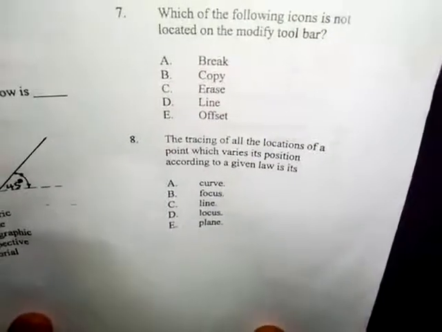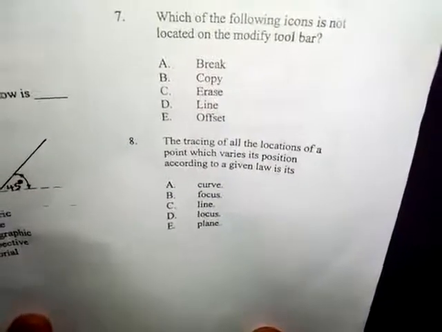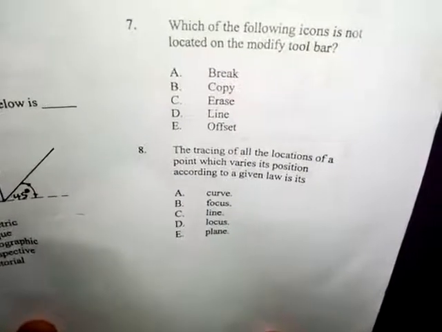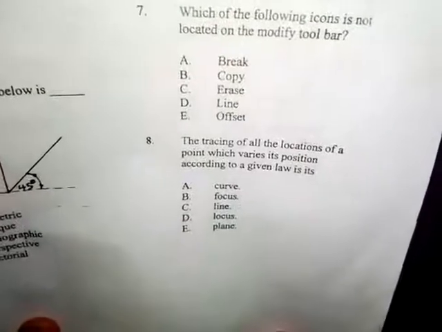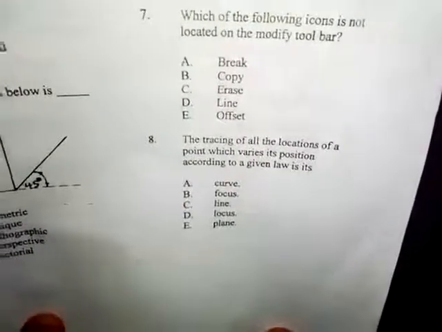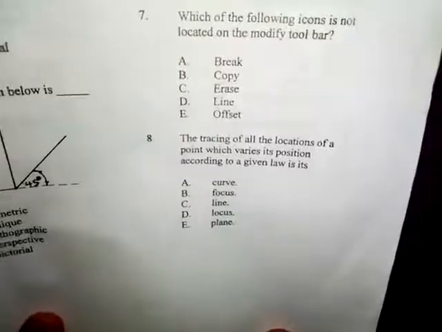Question 8. The tracing of all the locations of a point which varies its position according to a given law is its locus. That is the correct answer.